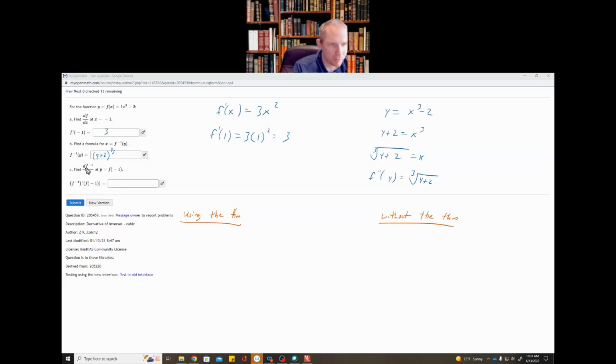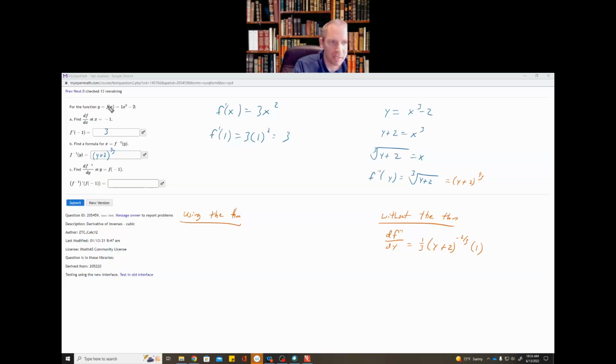Okay, so without the theorem, to find the derivative of f inverse of y, I'm just going to treat y as my variable and differentiate this. So this is y plus 2 to the 1/3 power. The derivative of f inverse with respect to y is just 1/3 times y plus 2 to the negative 2/3, times the derivative of the inside stuff. Here y is my variable, so the derivative of y is 1. Okay, so that's taking the derivative of f inverse, and then it's saying at y equals f of negative 1.